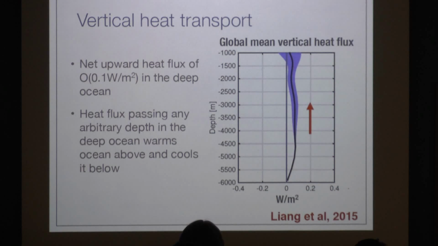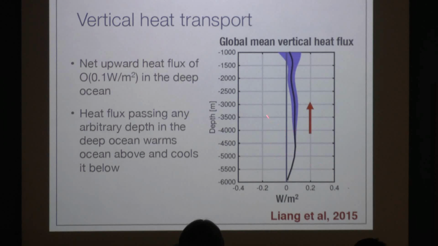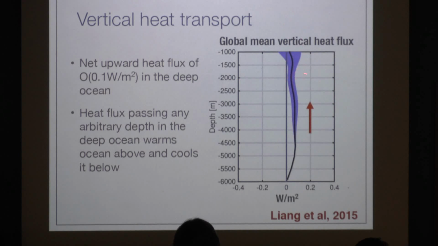You can see this is the heat transport inside the ocean. Below about 1,000 meters, what you get is this. This is a global mean value. You can see this is a positive value, which means the heat was transported upward. So if we choose arbitrary depths, for instance 2,000 meters, you can see that the heat passing this depth actually goes into the upper ocean, into the ocean above it.